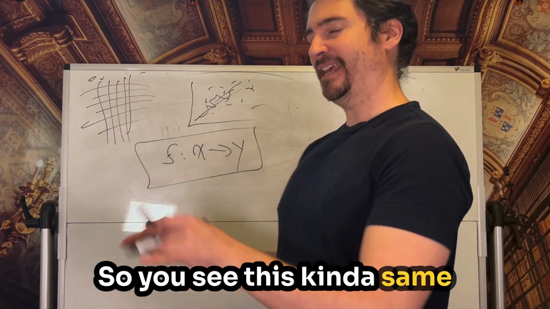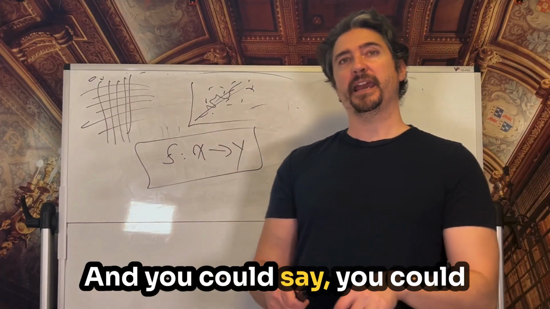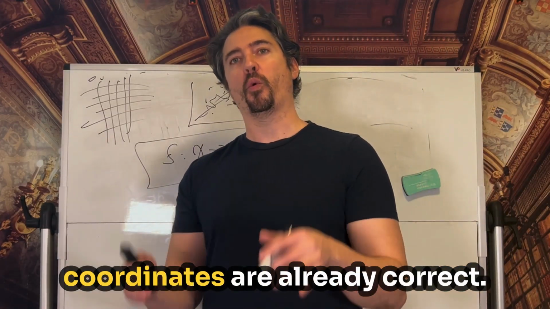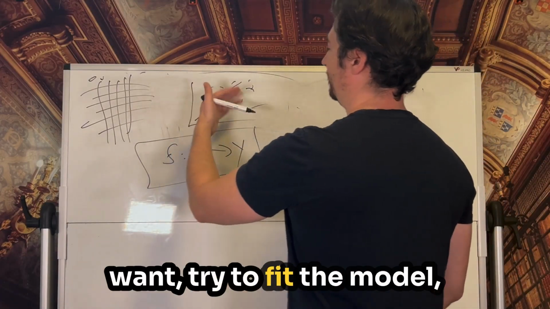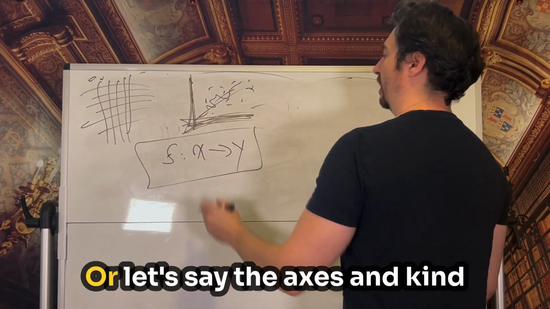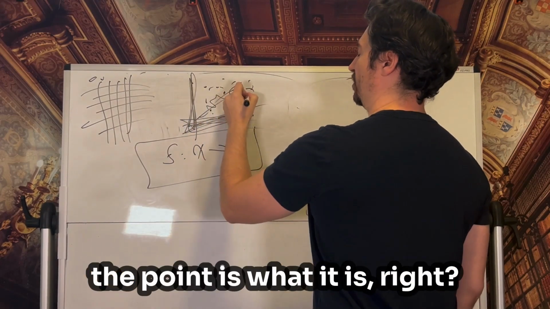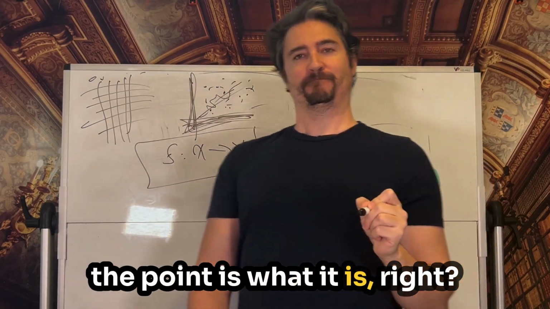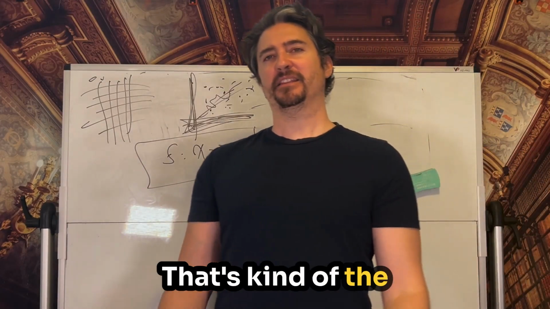So you see this same underlying assumption about what learning is everywhere, right? And you could re-express that as: the coordinates are already correct. So collect whatever data you want, try to fit the model, but the axes, and more to the point where the data sits, is what it is, right? Those aren't going to change. What else is there to do? That's the surface level belief.